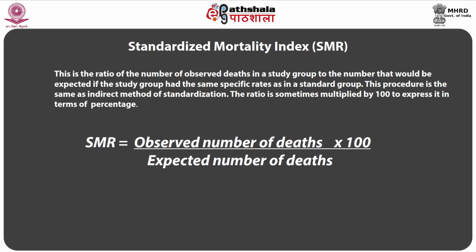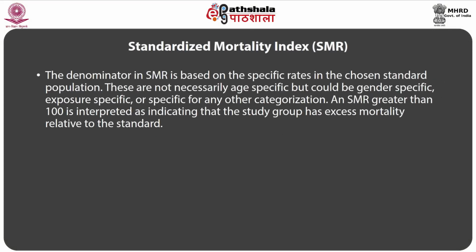SMR equals the observed number of deaths divided by the expected number of deaths, multiplied by 100. The denominator in SMR is based on the specific rates in the chosen standard population. These are not necessarily age specific but can be gender specific, exposure specific or specific for any other categorization. An SMR greater than 100 is interpreted as indicating that the study group has excess mortality relative to the standard.